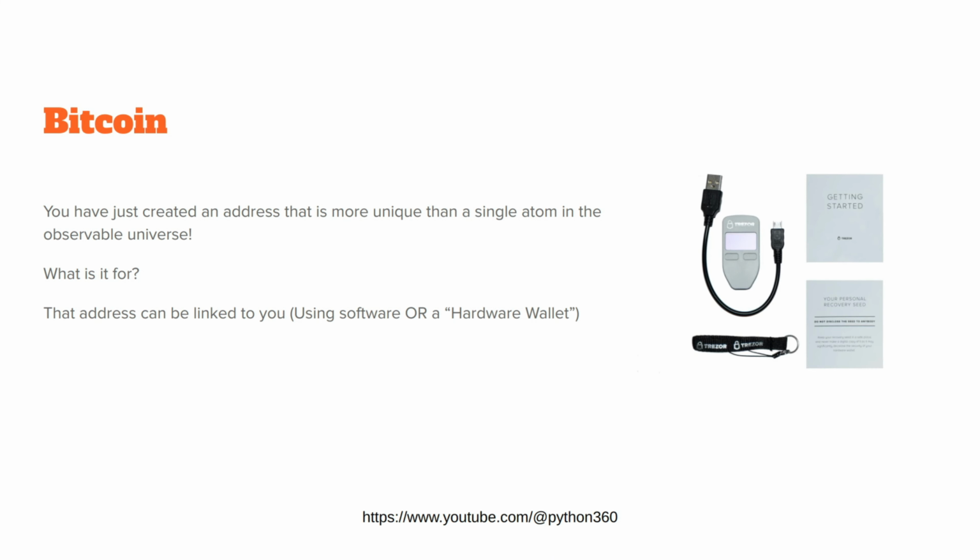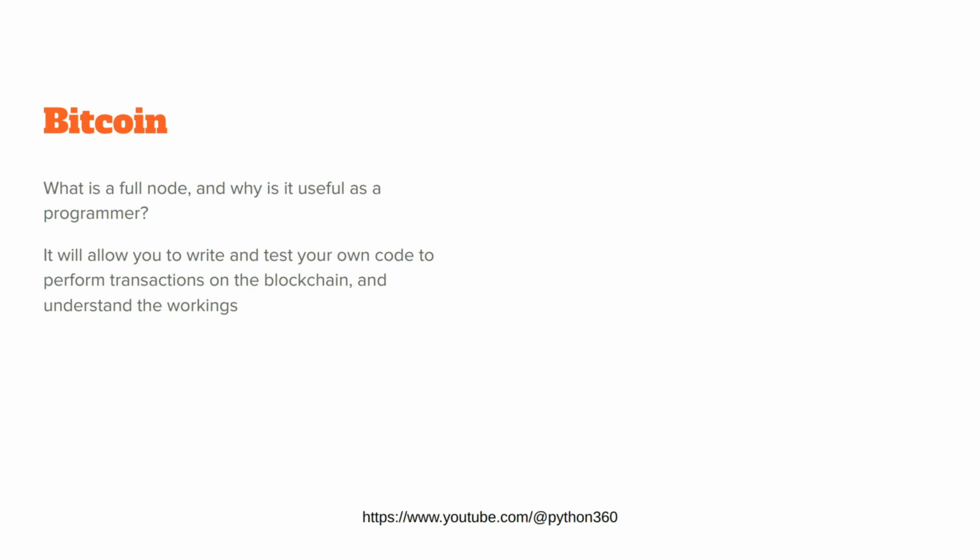Okay, so you've created an address. That address is actually more unique than a single atom in the observable universe. You can prove that with maths. You can actually prove it with Python code. What is it for? The address can be linked to you. So you have that address, you have the private keys, and then using your software or hardware wallet, you can then access the output from that transaction, which effectively you can spend.